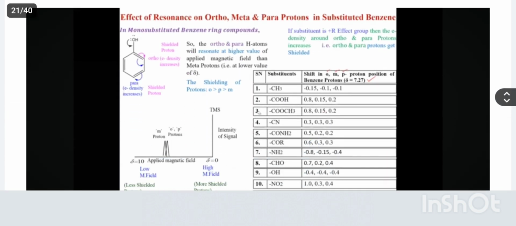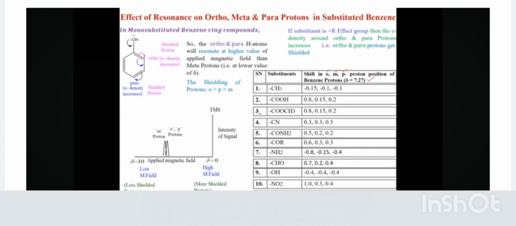Effect of resonance on ortho, meta, and para positions in substituted benzene. In a monosubstituted benzene ring, ortho and para hydrogen atoms will resonate at a higher value of applied magnetic field than meta protons if the substituent is a +R effect group, because the electron density around ortho and para protons increases. Ortho and para protons get shielded. The shielding of protons is ortho, para, meta. Substituent shifts in ortho, meta, para positions of benzene protons. Delta is equal to 7.27.